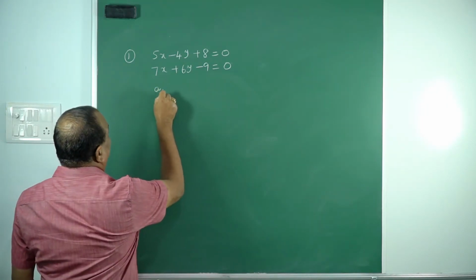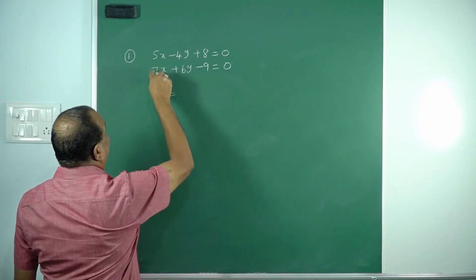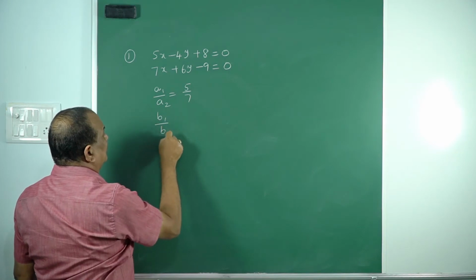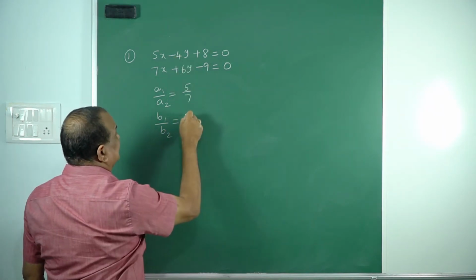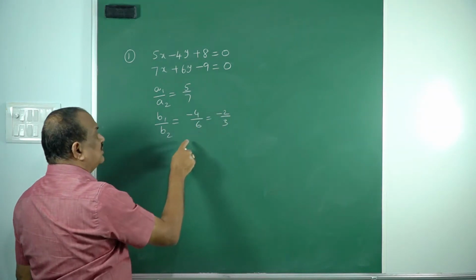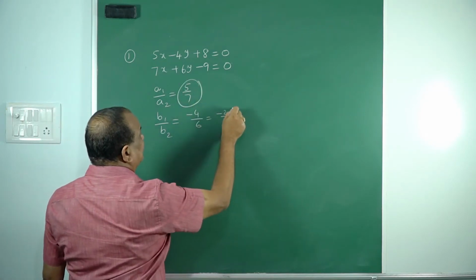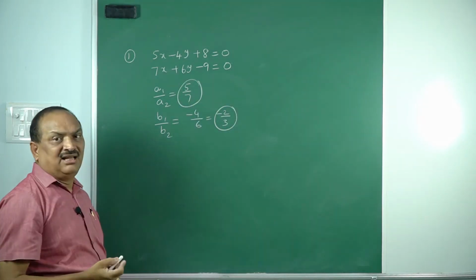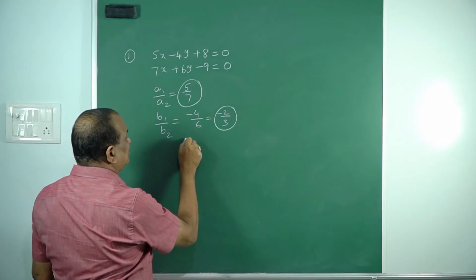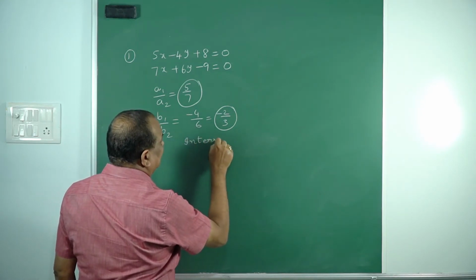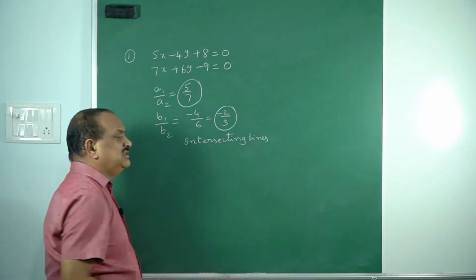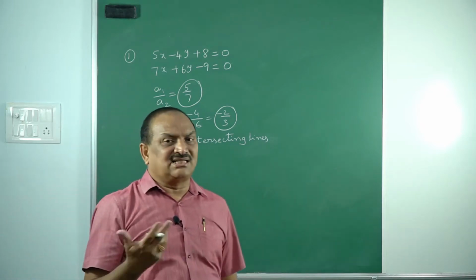a1 by a2 is equal to 5 on 7. And b1 by b2 is minus 4 on 6, which can be simplified to minus 2 on 3 because I cancelled a 2 in both. You look at this one and this one. They are different, and that is conclusive. You don't need to do anything more than that. If these two are different, immediately you say intersecting lines. That's it. And intersecting lines means you are going to get one solution. Okay, the system is consistent.